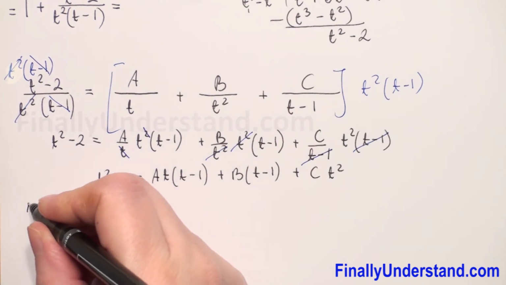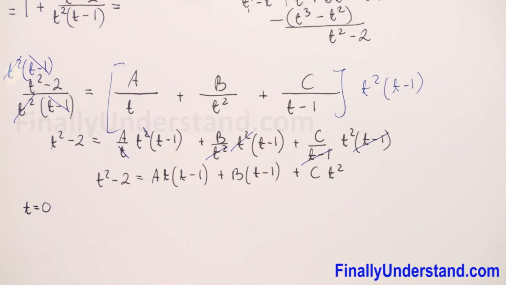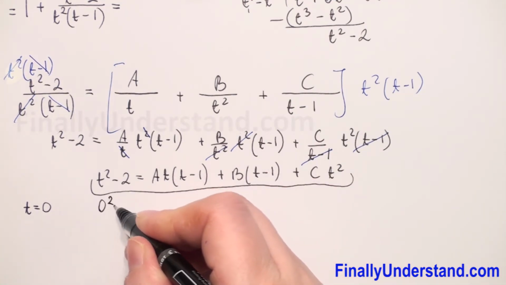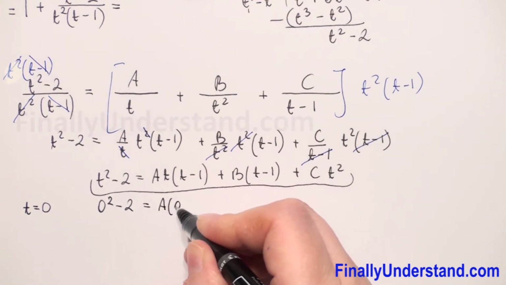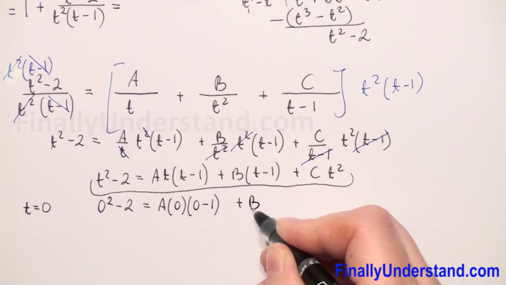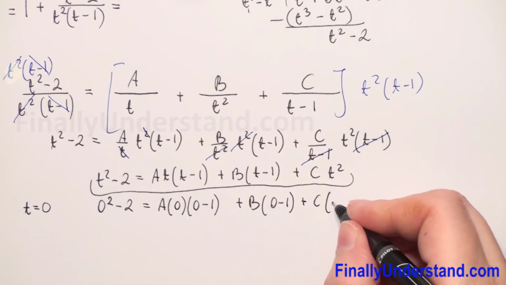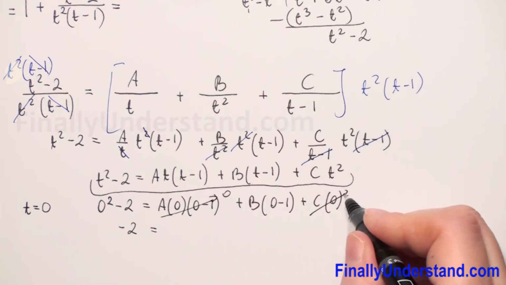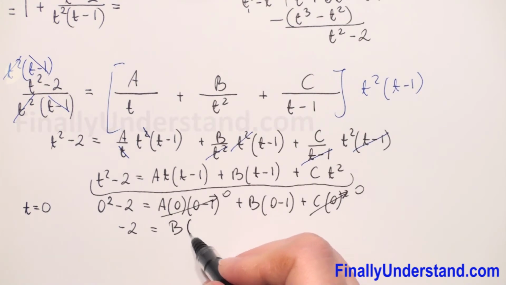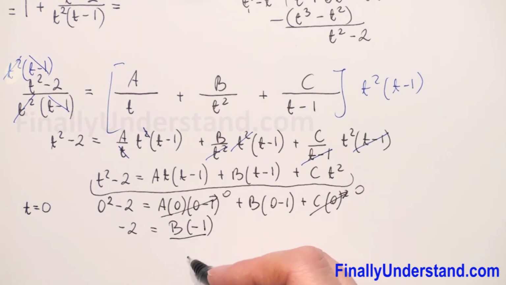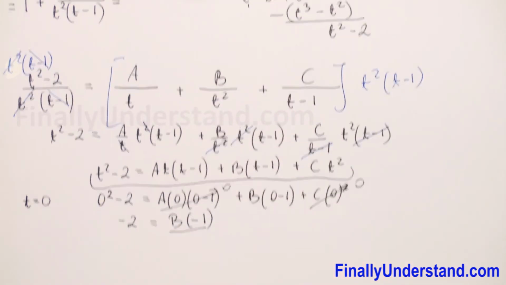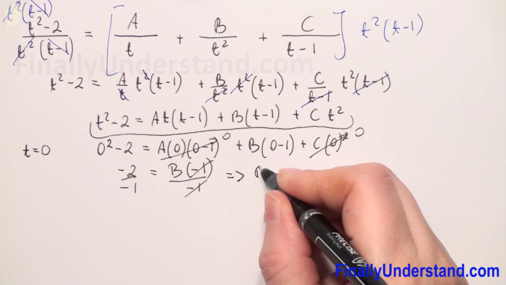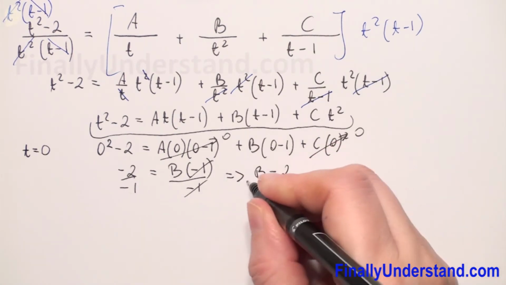So let's put that t is equal 0. Now we have to substitute t by 0 in our equation. So it will be 0 to the second power minus 2 is equal to a times (0 minus 1) plus b times (0 minus 1) plus c times 0 squared. So we have negative 2 is equal to 0, and the last term will be 0. So we have only b times negative 1, because 0 minus 1 is negative 1. Now we divide both sides by negative 1. So negative 1 and negative 1 we can reduce, and we have that b is equal to negative 2 divided by negative 1, which is 2. We have b.